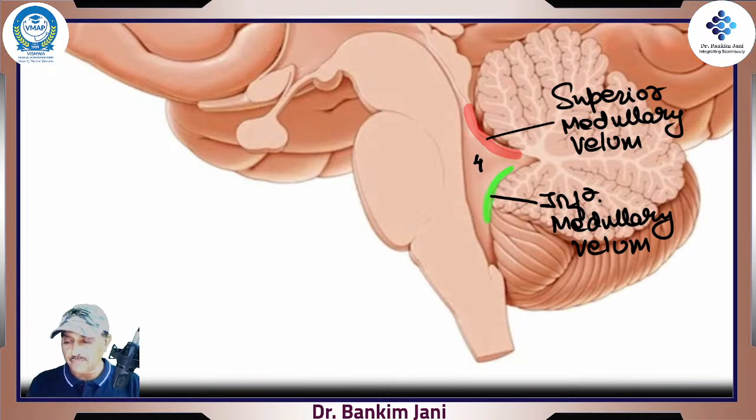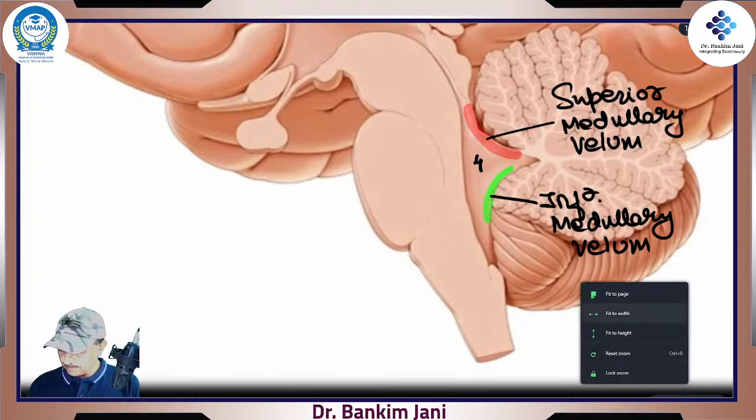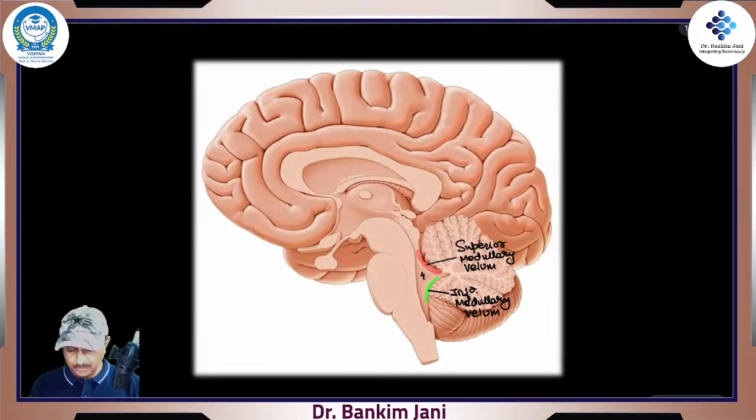The importance of this superior medullary vellum is that only one cranial nerve, that is cranial nerve number 4, the trochlear nerve, will decussate with the opposite nerve through the superior medullary vellum, and then it will exit. So that's the speciality. So I'll write it over here.